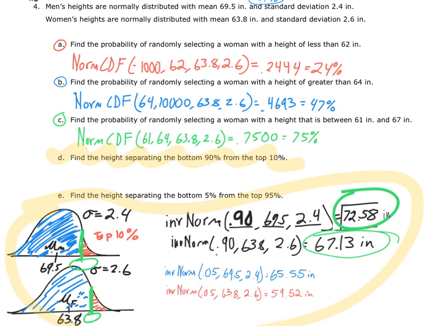All right, so for those last two, I'd have the inverse norm again. We're looking for a value that separates 5% of the data. And then I've got the new mean and standard deviation put in there as well. I calculated both of them again. The male height separating the bottom 5% would be 65.5 inches, and the female would be 59.5 inches.